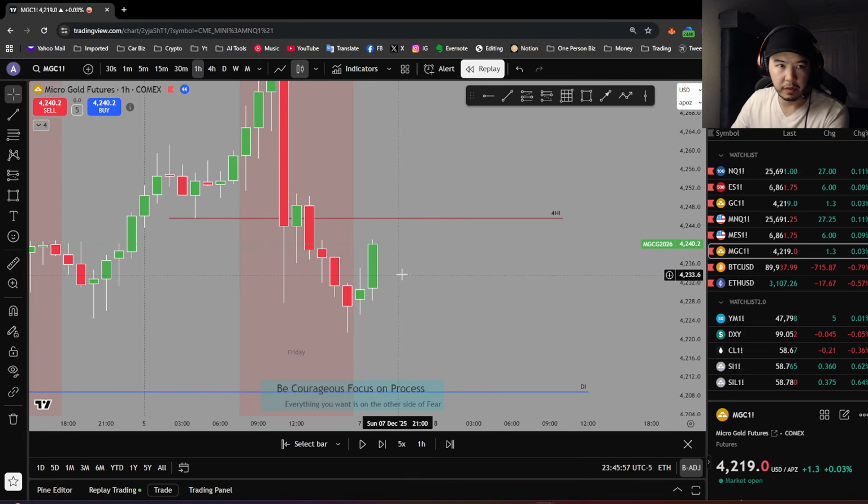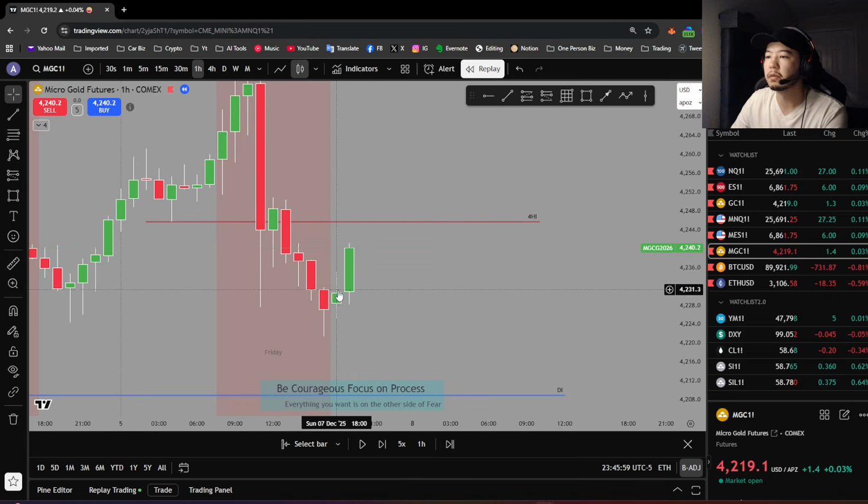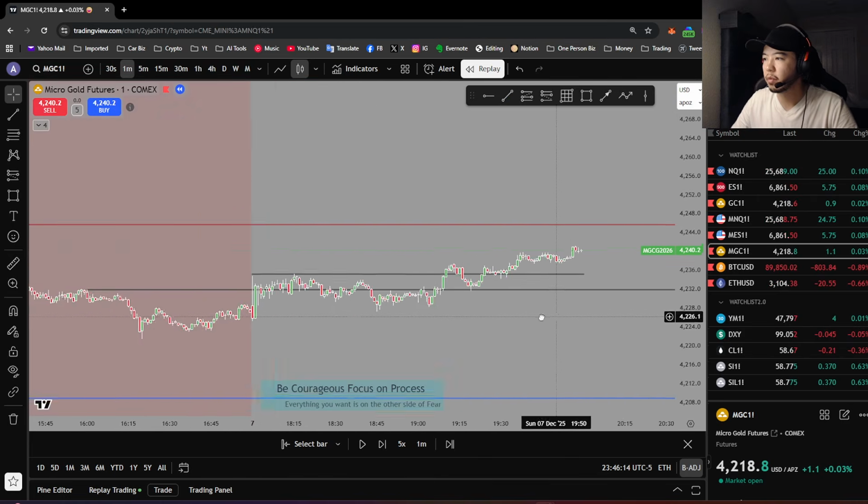So there we go. The price gave us 2 consecutive closes above it. So we put the first one here, second one somewhere around here, and then we go back to the 1 minute.